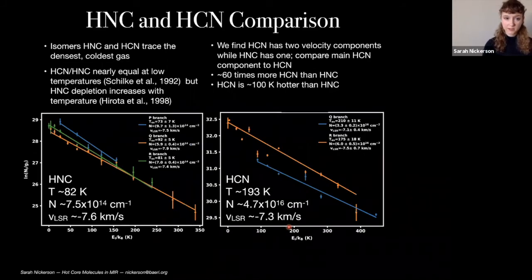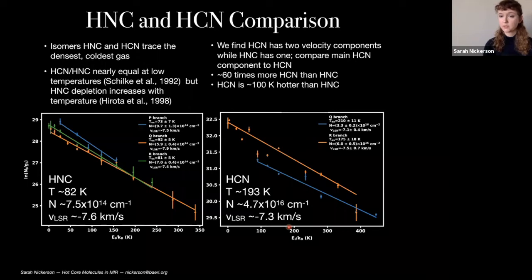And now looking at the isomers, HNC and HCN. So these 2 isomers are very important. They trace the densest and coldest gas. And at lower temperatures and in dark cores, without any star forming activity, it's found that their ratio is near unity.